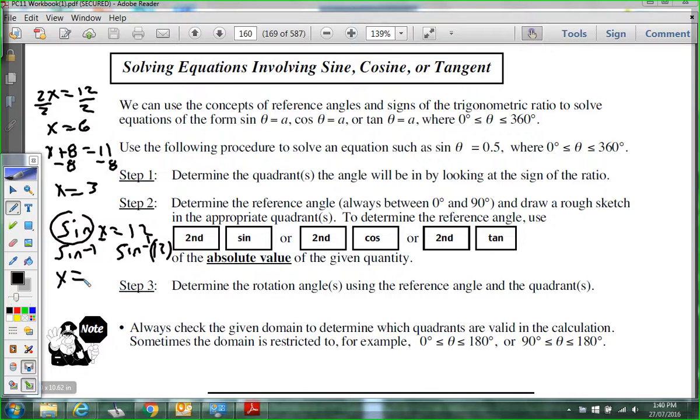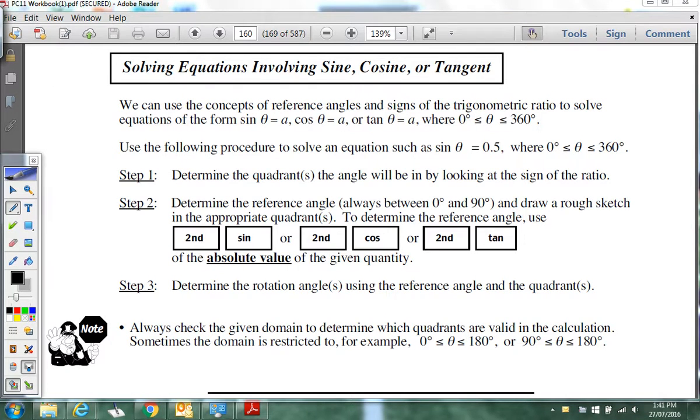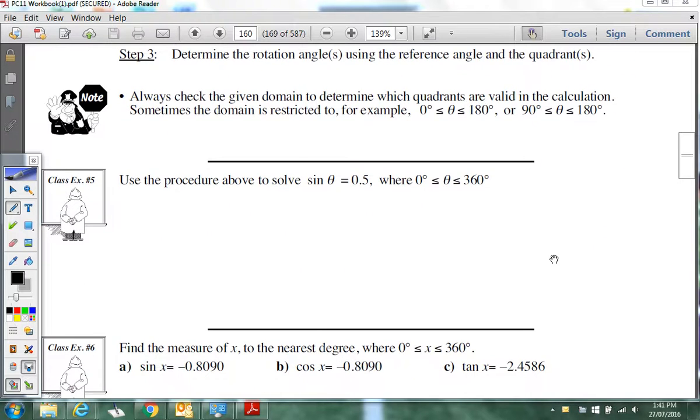Determine the reference angle, always between 0 and 90. Remember, the reference angle can't be bigger than 90. And draw a sketch in the appropriate quadrants. Once you do that, you take the sine inverse, cosine inverse, or tan inverse of the absolute value of the given quantity. Determine the rotation angles using the reference angle and the quadrants. Always check the domain, because sometimes it says your answer can only be between 0 and 180.